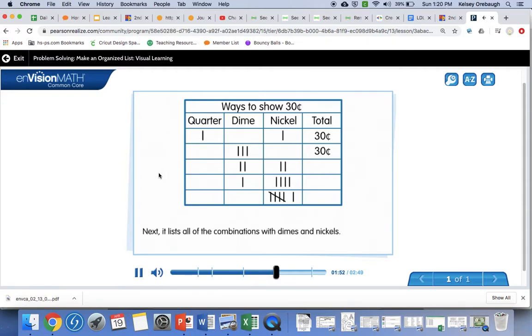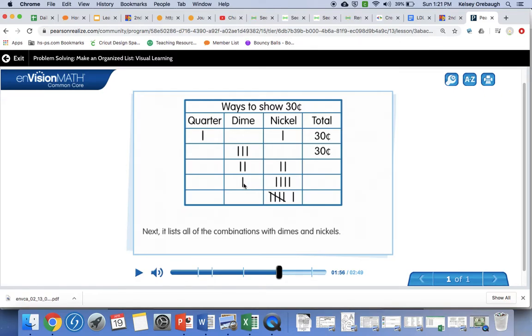Next, it lists all of the combinations with dimes and nickels. Okay, let's look at the dimes and nickels combinations. 2 dimes and 2 nickels. Each dime is worth 10 cents. Each nickel is worth 5 cents. 10 plus 10 is 20. 5 plus 5 is 10. Let's add those two amounts together. 20 plus 10 equals 30 cents.